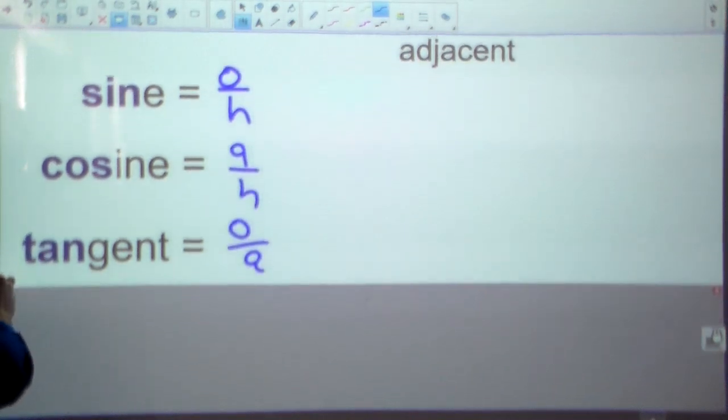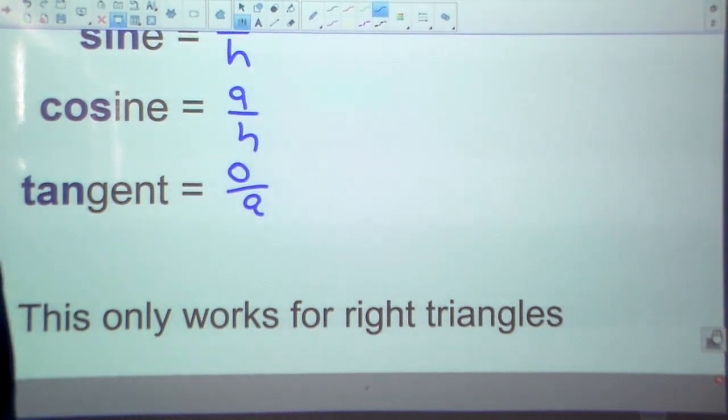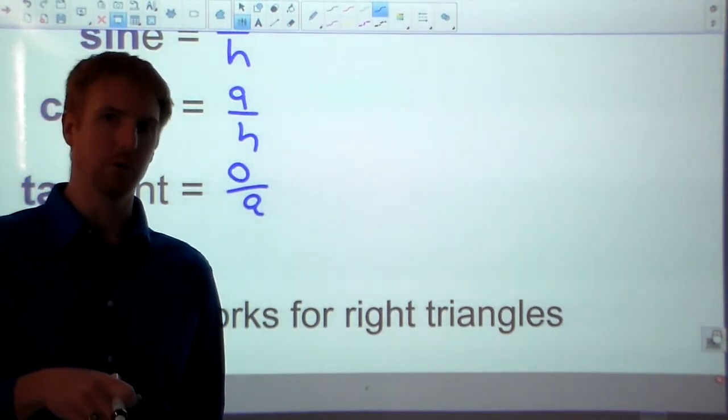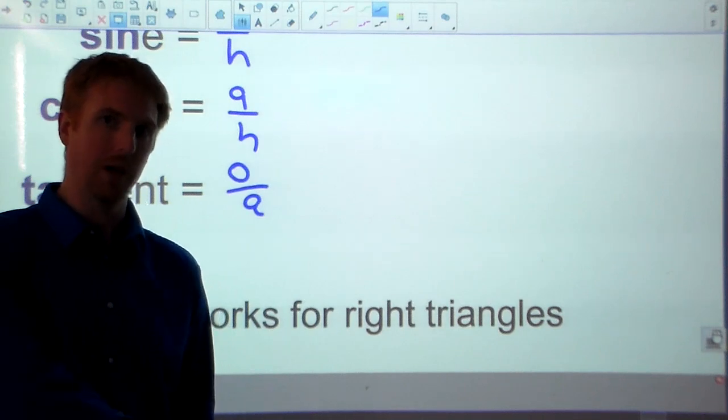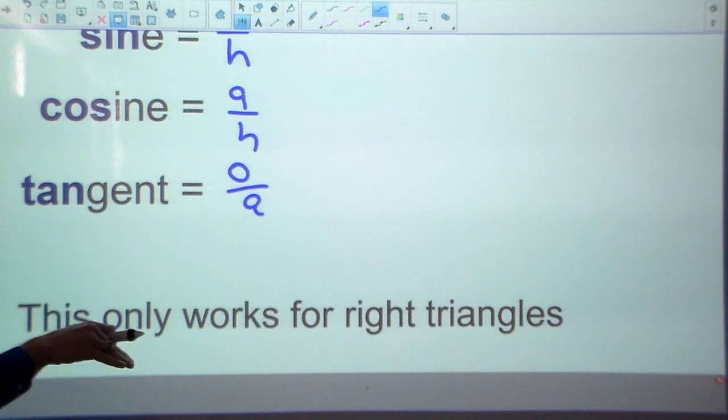And just a couple of things to keep in mind while you're doing these. It only works for right triangles. We will get into some other trig that works for most triangles or any other triangle, but for now, this stuff is just going to work on right triangles.